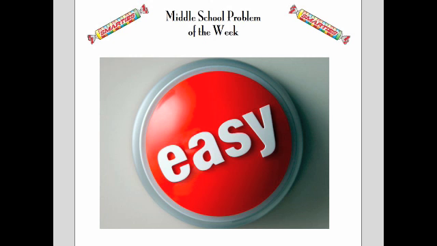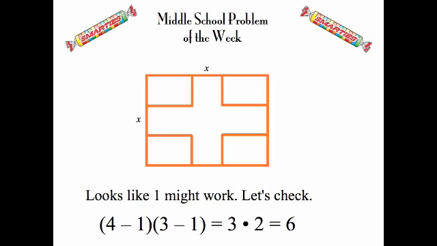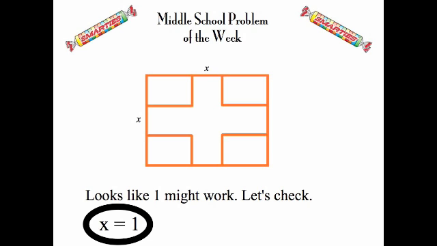It turned out a lot of our problem solvers just took one look at this problem and said, you know what? It looks like 1 might work. Let's check. And sure enough, 4 minus 1 times 3 minus 1 is equal to 3 times 2, which is 6. So x is in fact 1. It's not rocket science, and it's the answer to this week's problem of the week.